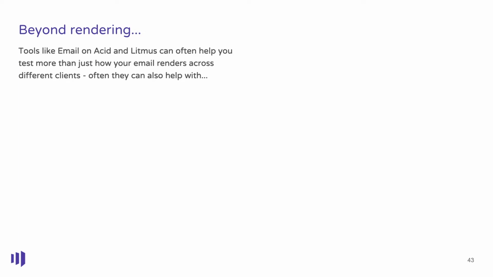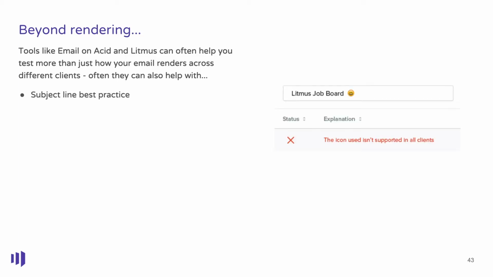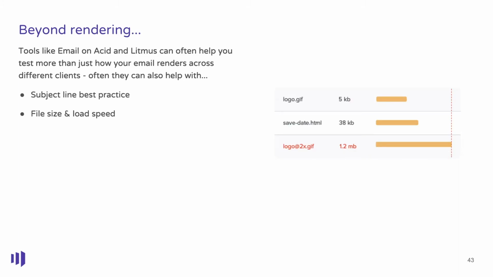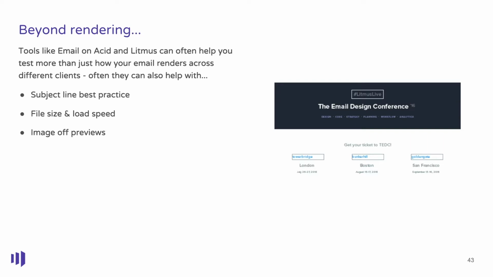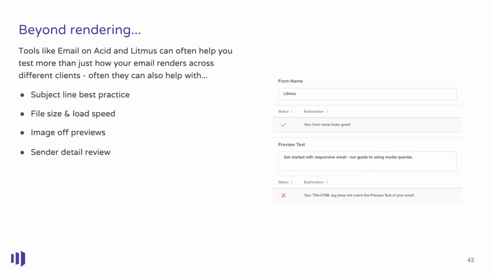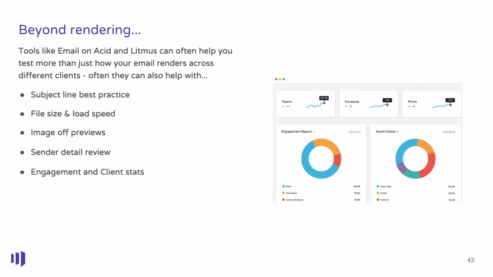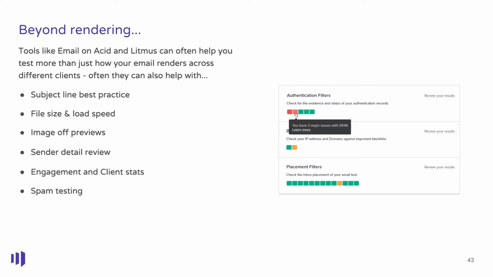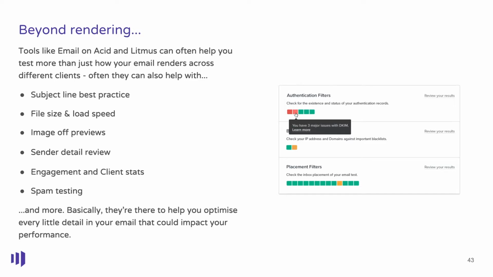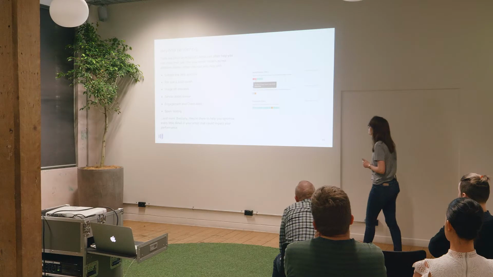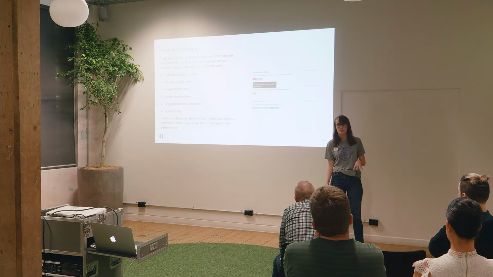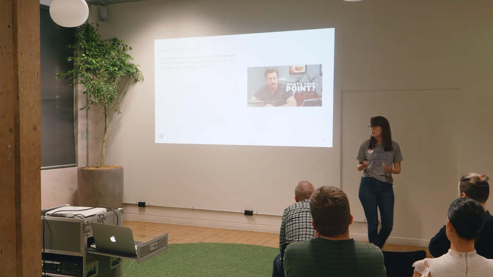So, beyond just testing for rendering, these kinds of tools can also help you figure out a bunch of other stuff, including subject line best practice, file size and load speed, and what your email looks like when the images are turned off. They'll let you do a sender detail review. They'll help you get stats on engagement and different clients that are being used by your database. And they'll also help you with spam testing, which is particularly key to what Josh is going to be talking about. And yeah, a ton more. But the real point is that everything they're there to do is aimed at helping you optimize the performance of your emails.